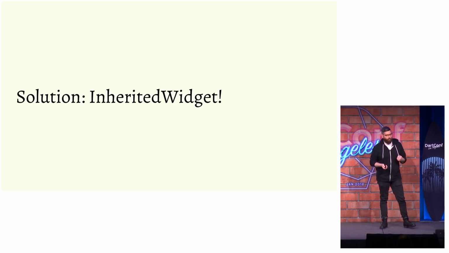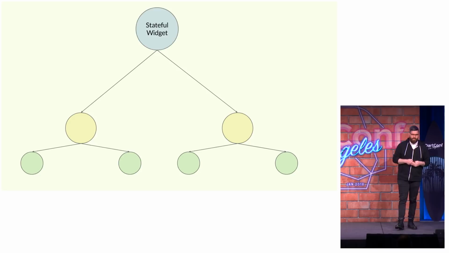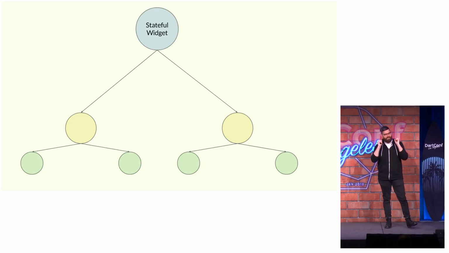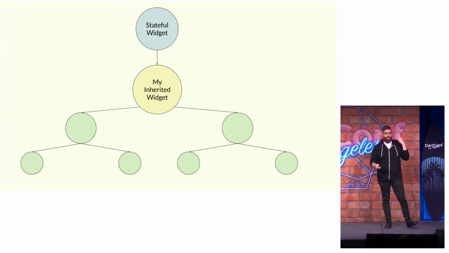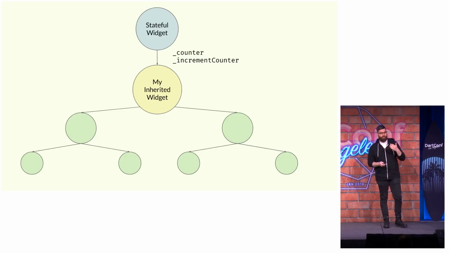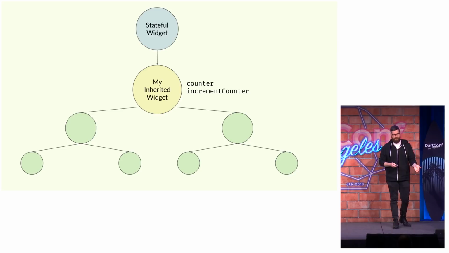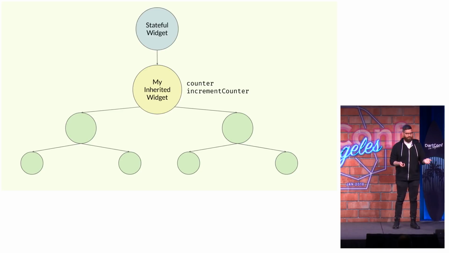So let's take a look at one solution, and that's the inherited widget. This is another building block that's provided by Flutter. Rather than having the stateful widget pass state directly down to its children, the stateful widget will pass data to an inherited widget. Then the responsibility of that widget is to pass that information down to all of its descendants in the widget tree. So we'll pass the private counter and increment counter down from the stateful widget to the inherited widget, and then it will expose those publicly.